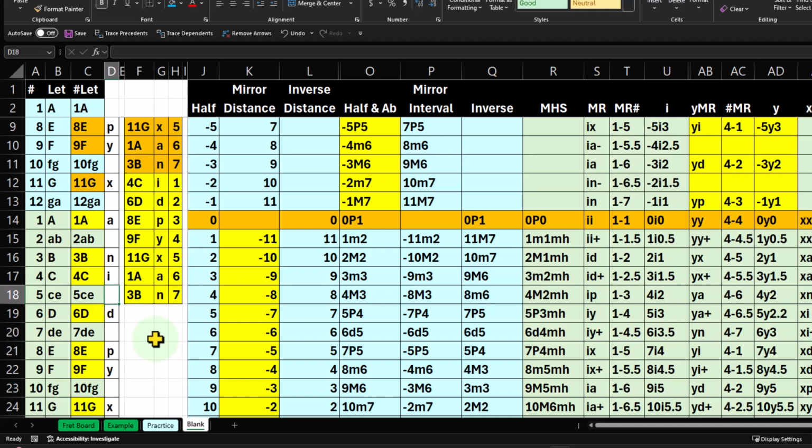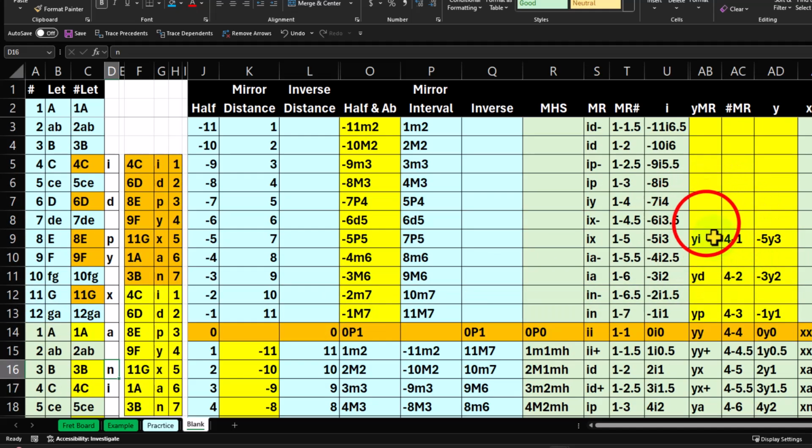1, 2, 3, 4, 5, 6. 6 half steps up. So that's going to be 6 half steps up. That's a weird distance. And again, it's the distance that should tell me, oh, that's the weird one. Why? Not because it's a flat 5 or whatever. It's because it's 6 notes away.